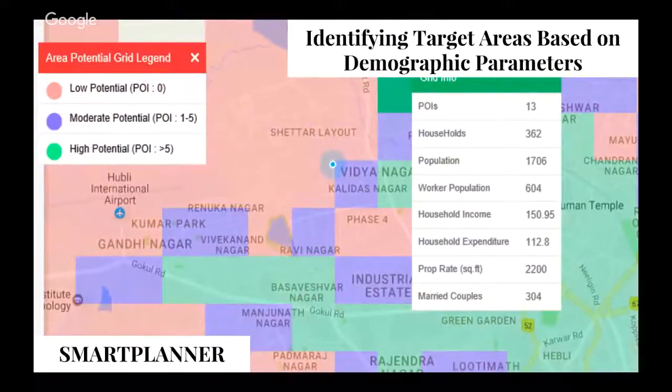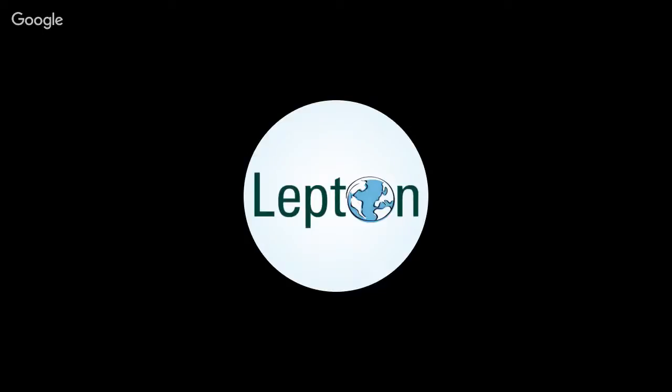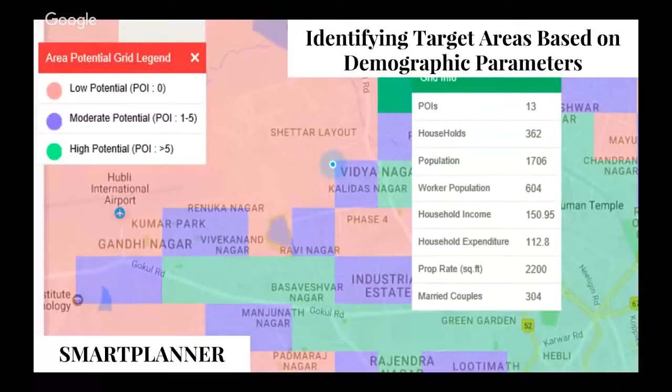This is a very interesting screen where you can actually divide the whole city into multiple grids, wherein you have different color codes, and you can see we have shown low potential area, moderate potential, and high potential. When you hover your mouse over a particular grid, all these parameters can be seen: how many POIs, which is point of interest, how many households are there, population, working population, household income, even the property rate in that particular grid, how many married couples are there, and so on.